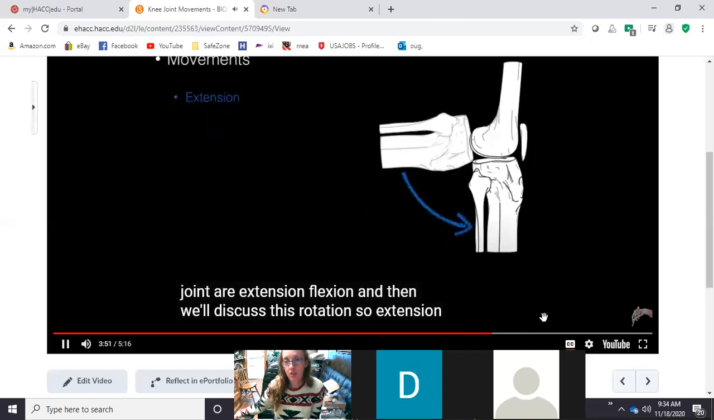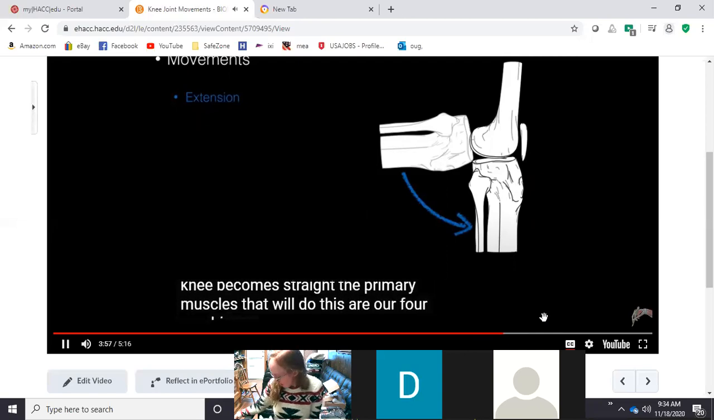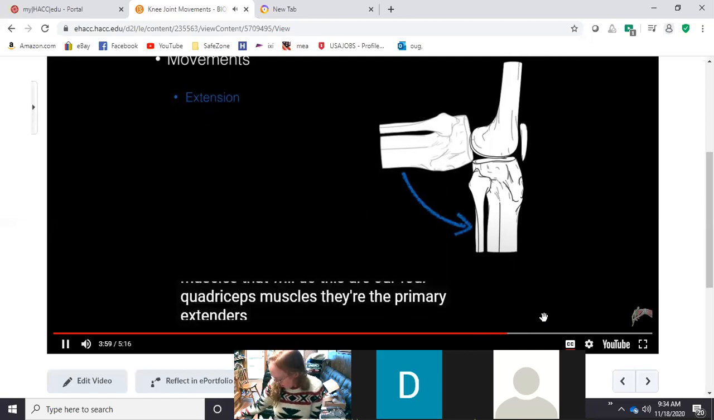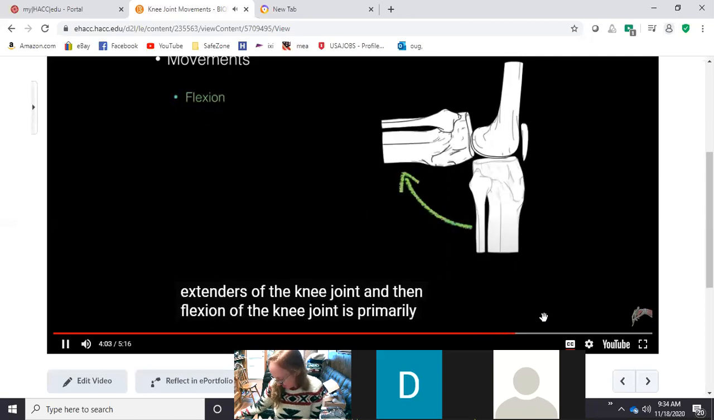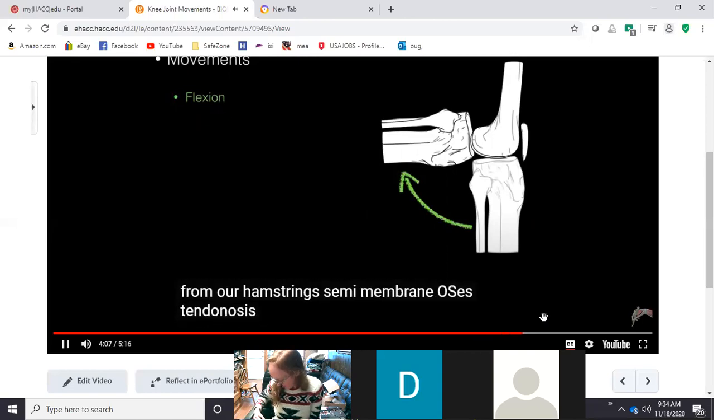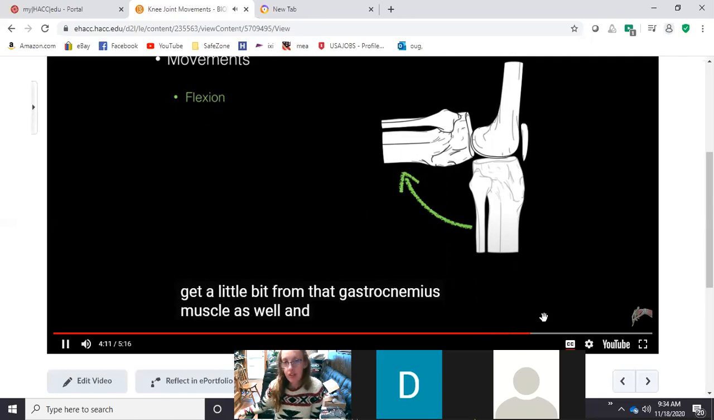So extension is straightening the knee so that the knee becomes straight. The primary muscles that will do this are our four quadriceps muscles. They're the primary extenders of the knee joint. And then flexion of the knee joint is primarily from our hamstrings, semimembranosus, semitendinosus, and biceps femoris, and you get a little bit from the gastrocnemius muscle as well.